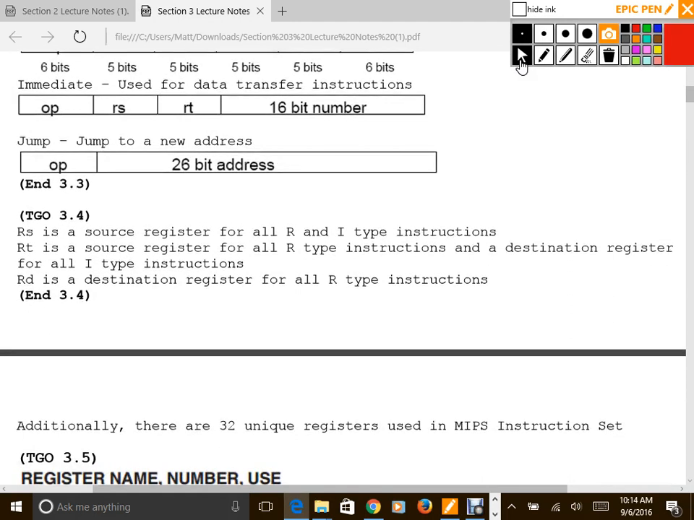All right, so I included 3.4 as a TGO because people often get confused about the RT and the I-type instructions. So I defined this out here. RS is a source register for all R and I-type instructions. RT is a source register for R-type instructions and is a destination register for I-type instructions. And RD is a destination register for all R-type instructions. So this is here to reinforce a concept that I've seen students get wrong on exams.